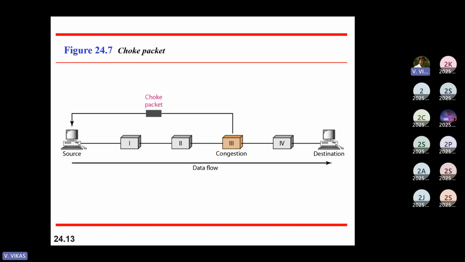But when I go to the choke packet, the router which has experienced congestion is going to send a choke packet to the source. Previously we were doing it step by step. The congested router was reporting to its previous router, but in the case of the choke packet, the congested router is directly dealing with the source. So which one will be faster?